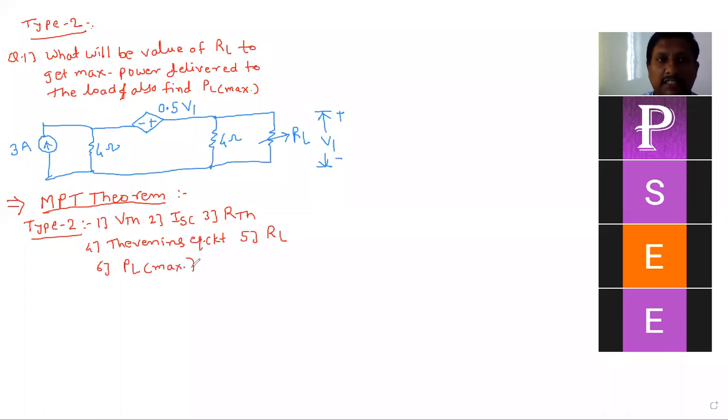So this problem asks for 6 marks. Okay, 6 different calculations will be there. 6 marks we have to get. So first of all, what we have to do? We have to open the 2 terminals A and B by identifying based on the RL value. So that we can consider directly here. I can start directly to find out VTH by opening the 2 terminals A and B.